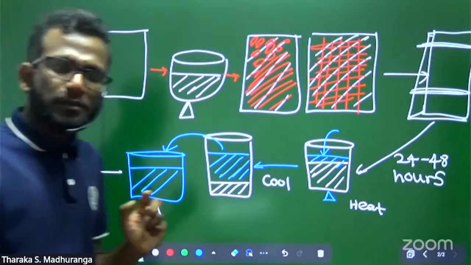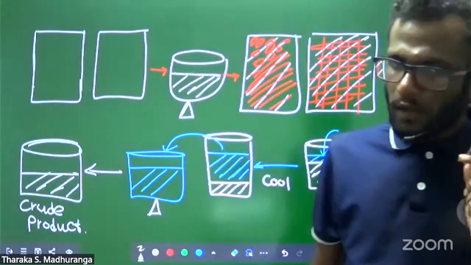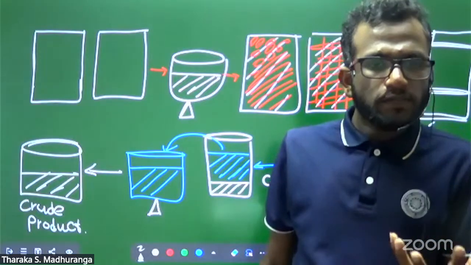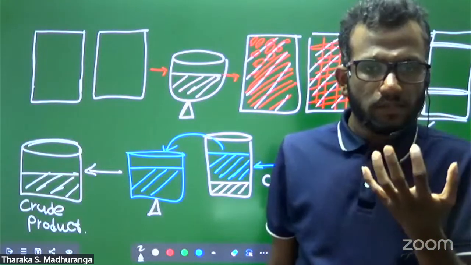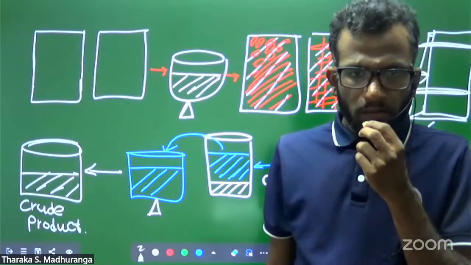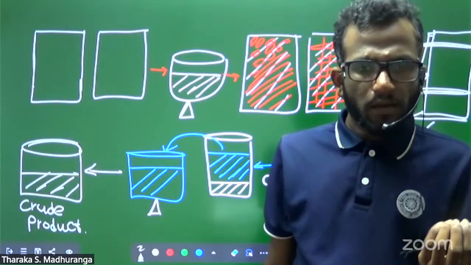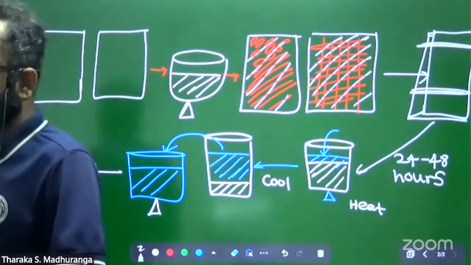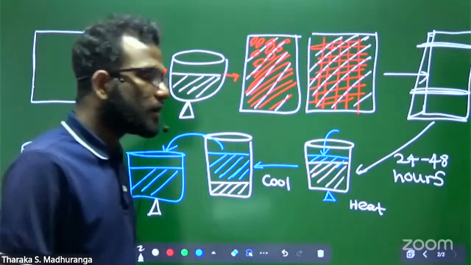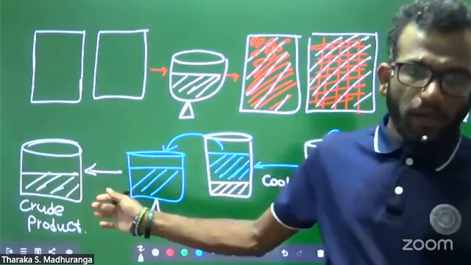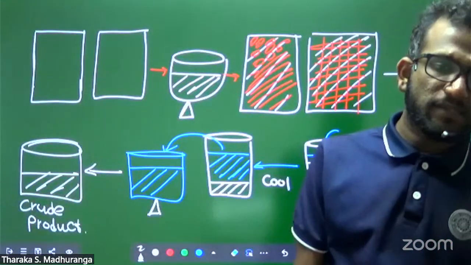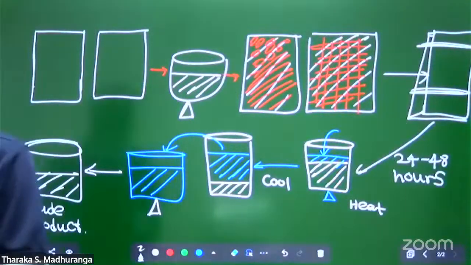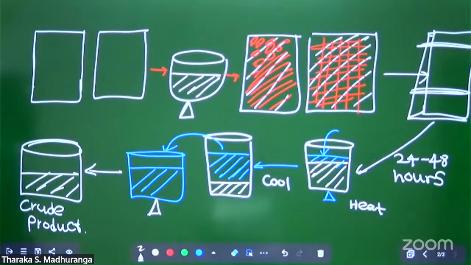What does crude product mean? It means the compound with impurities, not the pure form. The final product is not purified. That's why we call it a crude product. Any doubt in solvent extraction by pressing with wax?